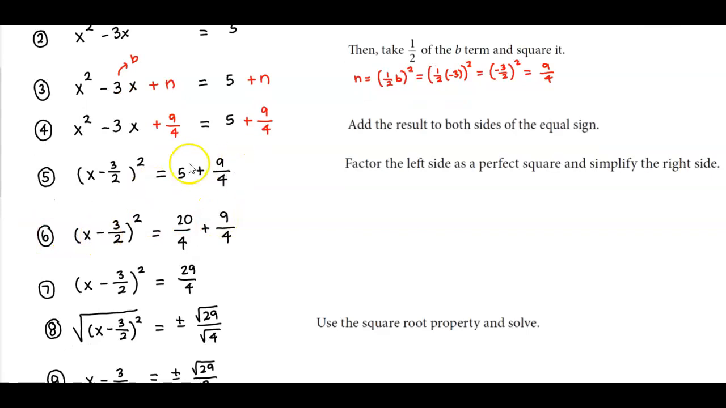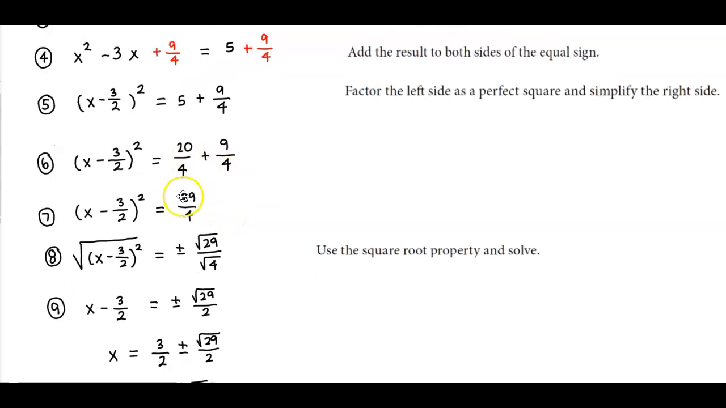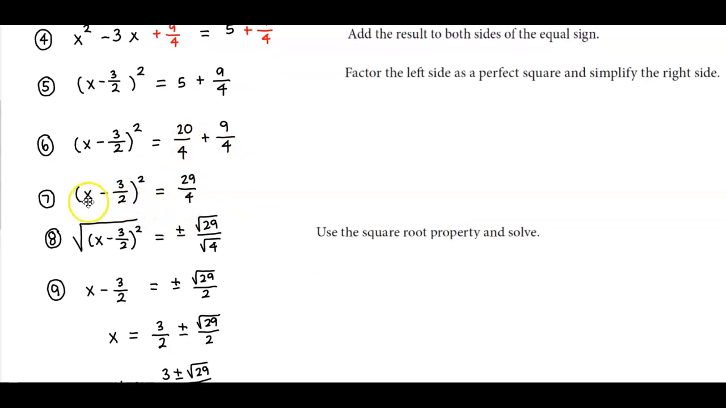Step 6, we need to add these fractions together by finding a common denominator. Well, the common denominator is 4, so 5 is the same thing as 20 over 4 plus 9 over 4. When we add them together, it gives us 29 over 4. So we have x minus 3/2 squared equals 29 over 4.